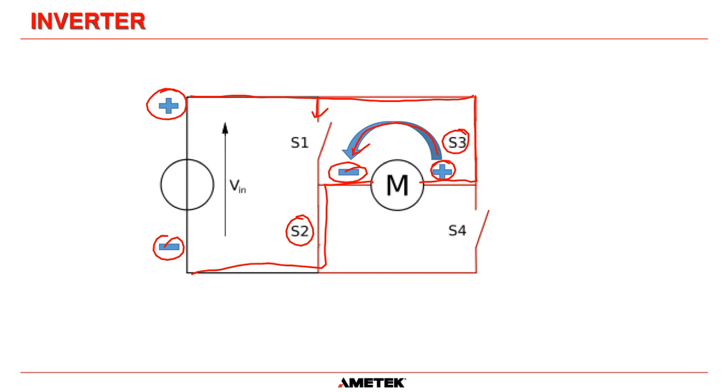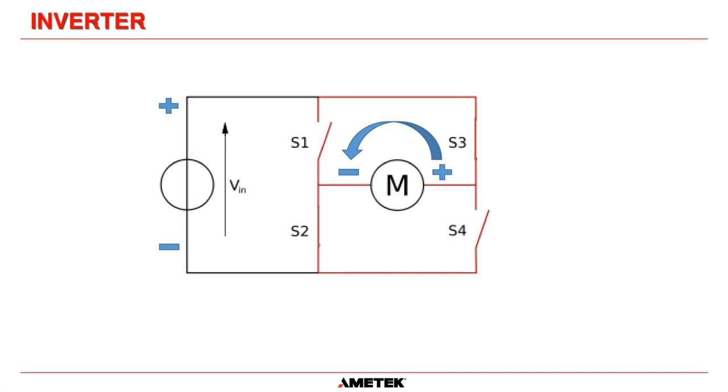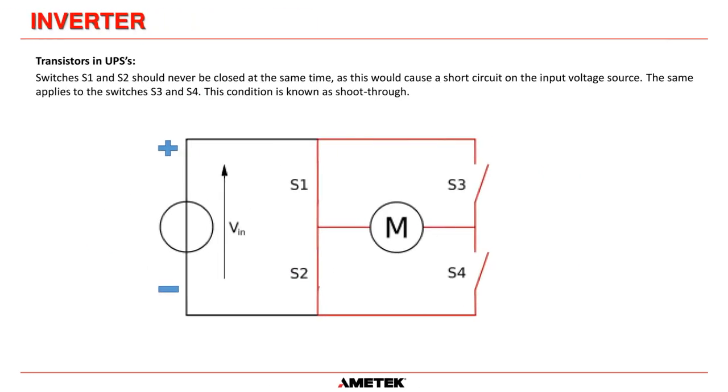So just by using four switches and having two switch at the same time in different modalities, it will change the direction of the motor. And that's exactly the principle that we use to convert DC into AC. Instead of a motor, we use a transformer. And I'll show you that in just a moment.